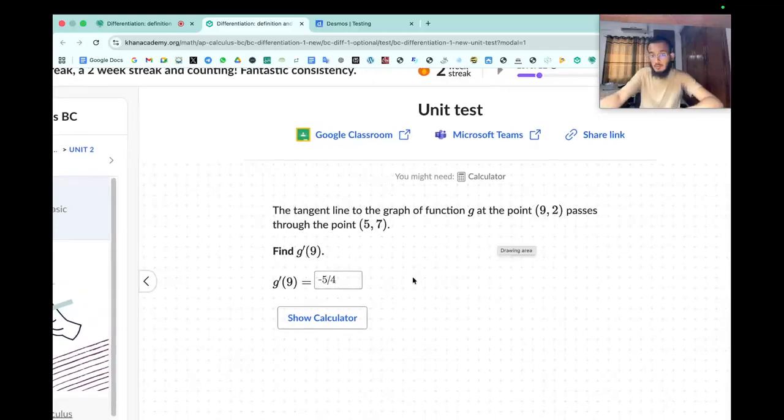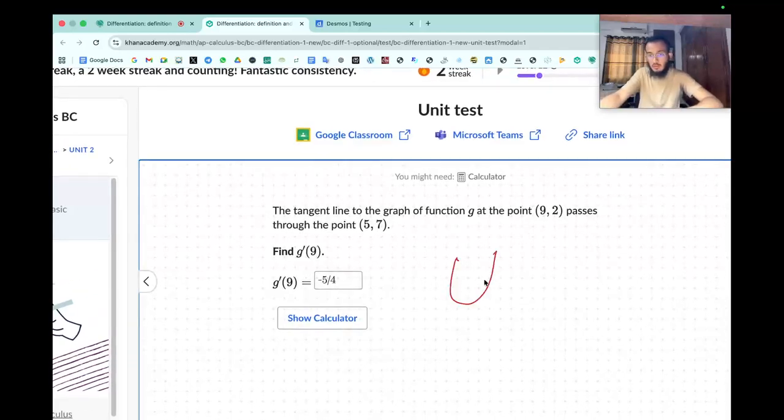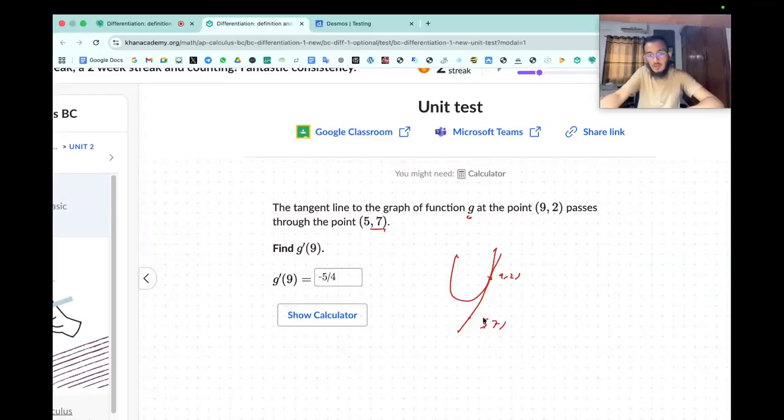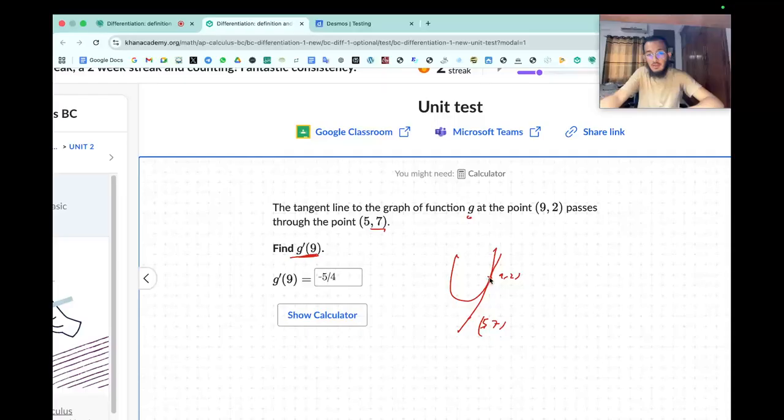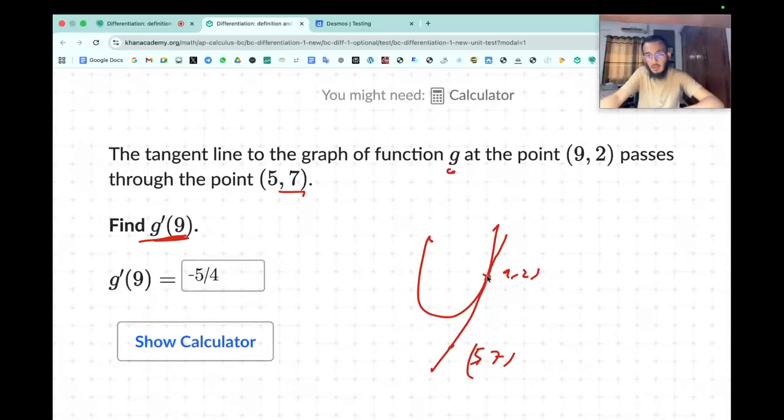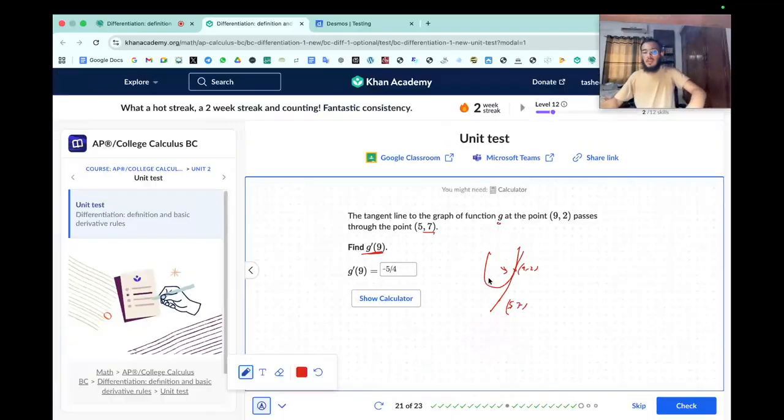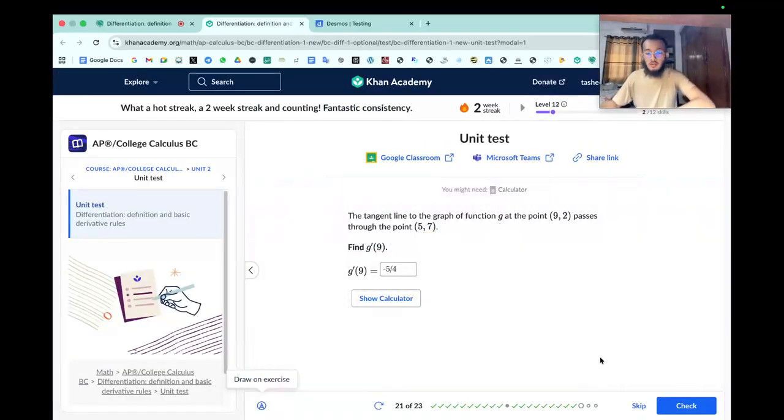The tangent line to the graph of the function. So let's say whatever graph we have, we have a point. The tangent line is the tangent line of the graph function g at the point. This is the point, and the tangent line passes through this thing. What is the gradient at this point of the graph? g prime 9 is basically talking about the same. So the gradient of the graph at this point is the same as the gradient of the tangent, and you have 2 points of the tangent. We found the gradient of the tangent. That's why this would be equal to the gradient of the graph at this point.